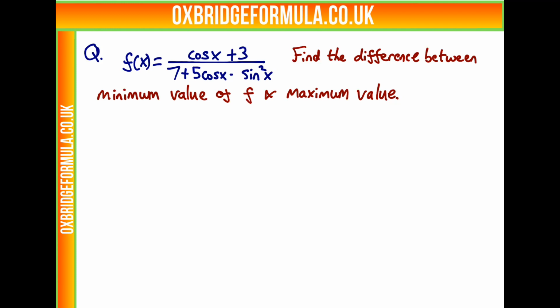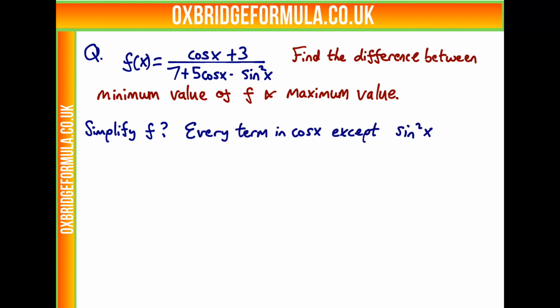Okay, so first, this expression for f looks quite complicated, so it's going to be hard to immediately try and minimize and maximize this. So maybe let's try and simplify this first. But what do we notice? Well, we see there's a cos x and a sin squared x. So the numerator and the denominator both have cos, and the only non-cos x term is sin squared. But how may we get rid of this?